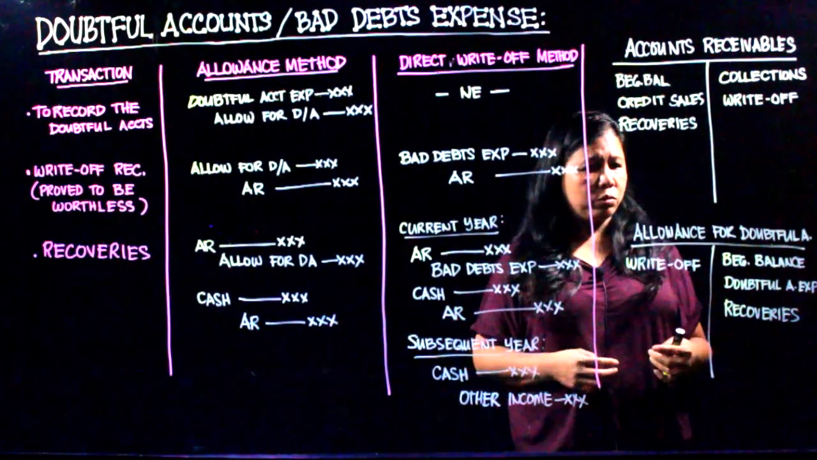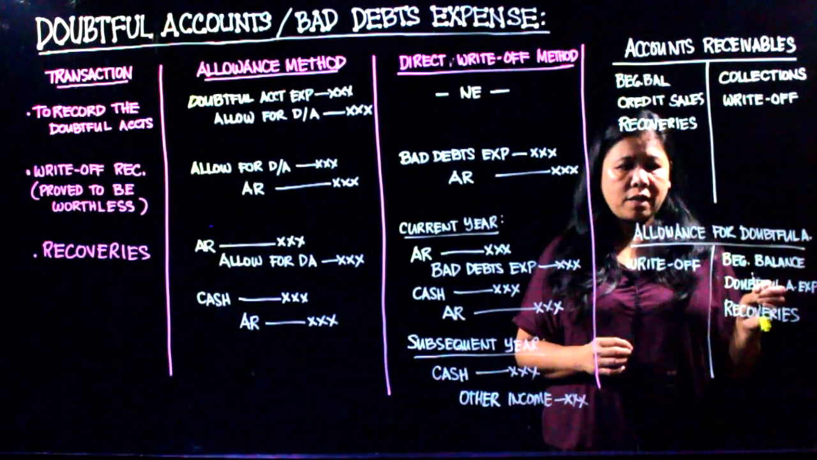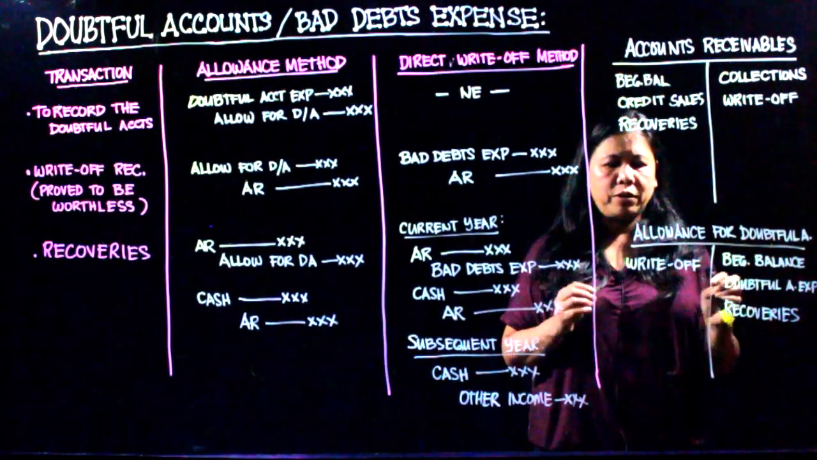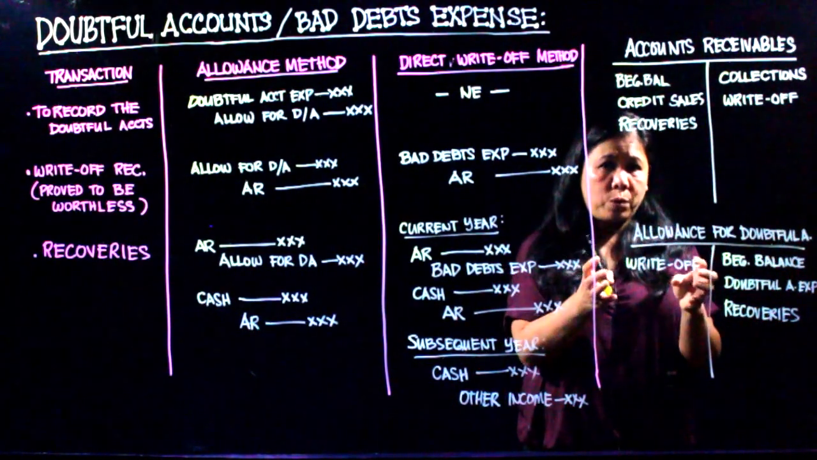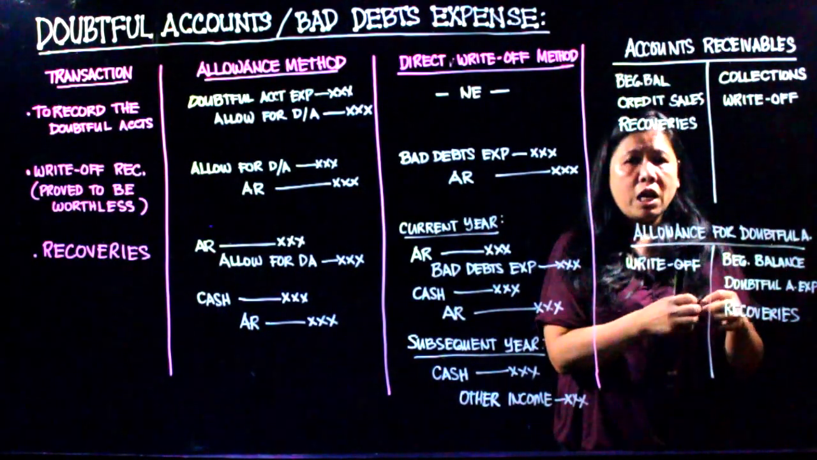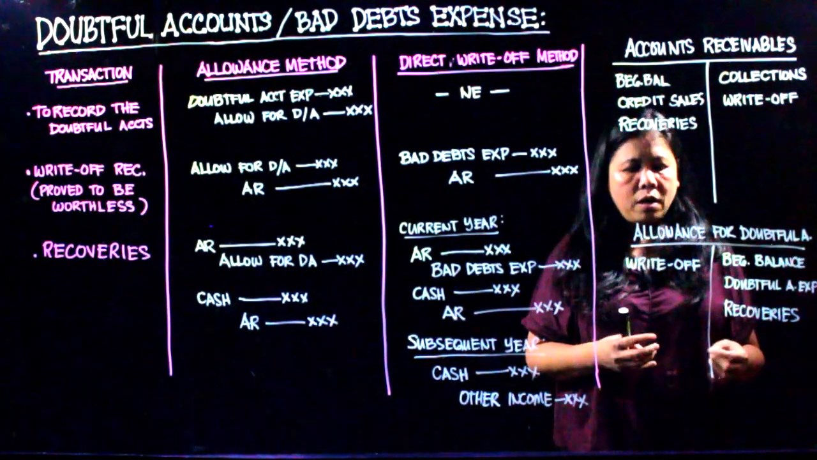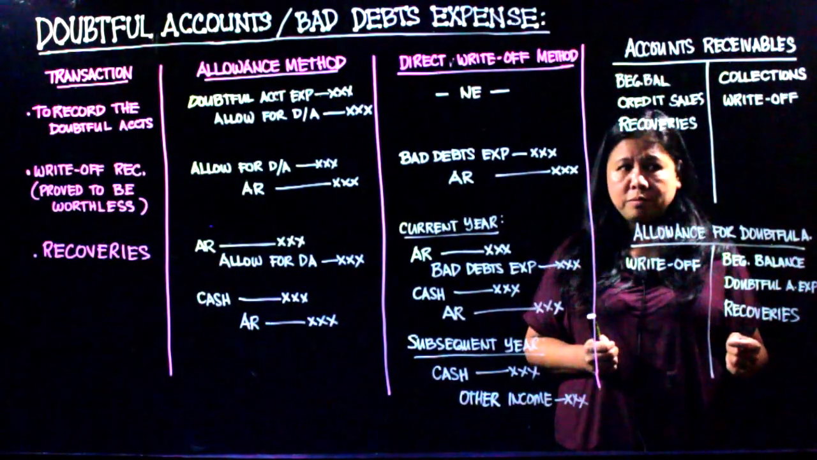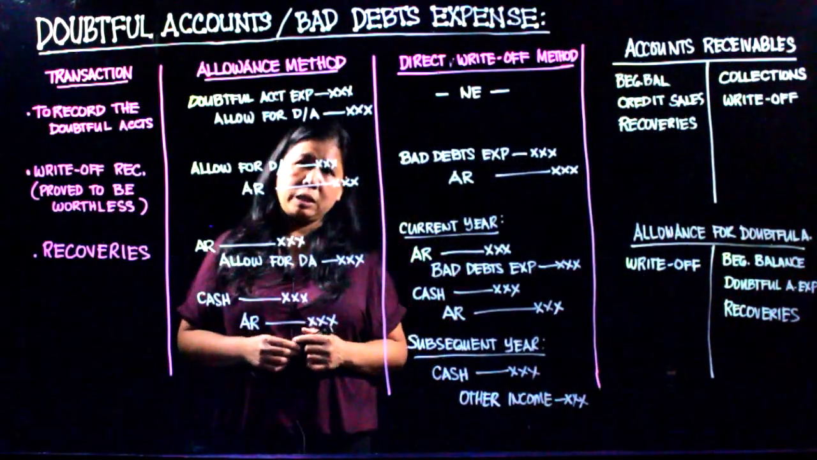Normally, our allowance for doubtful accounts balance is on the credit side. So our beginning balance is on the credit side of our allowance for doubtful accounts. Then we decrease this account when we write off a receivable. We increase this account if we set up our doubtful accounts expense or bad debts expense. And any recoveries will increase our allowance for doubtful accounts. All right? And this is your doubtful accounts and bad debts expense.